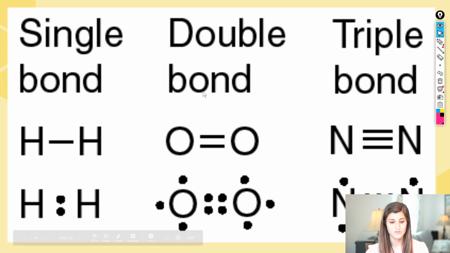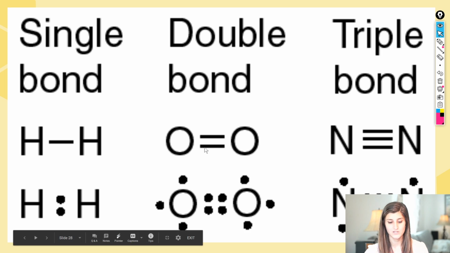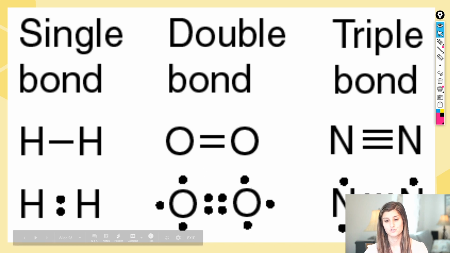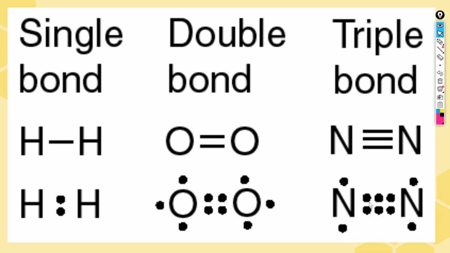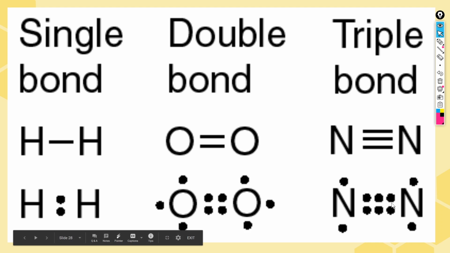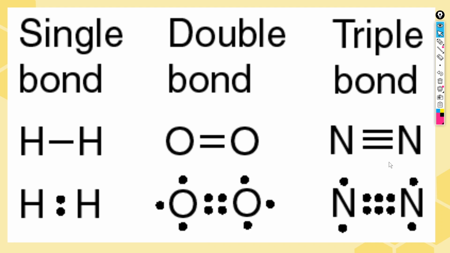But if you have a double bond, where you have two electrons, let's say from oxygen, two electrons from oxygen here, now you can see there's four. That actually equates to two bonds. A triple bond is when you have three electrons from nitrogen, three electrons from this nitrogen, and then they share. That's a triple bond. So here it is, the three electrons from each nitrogen, and that gives us a triple bond.